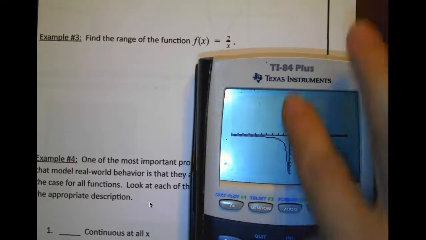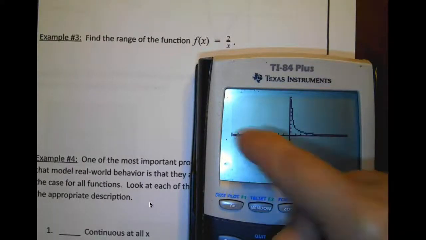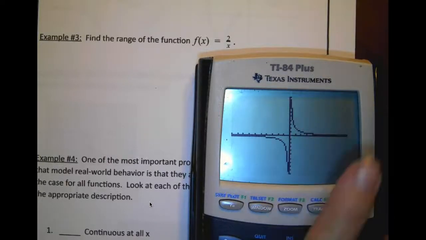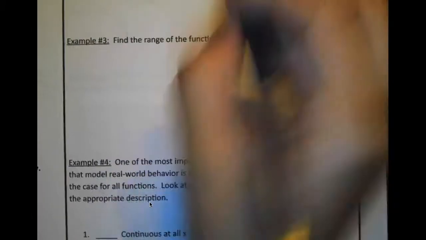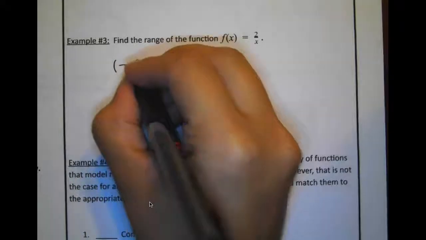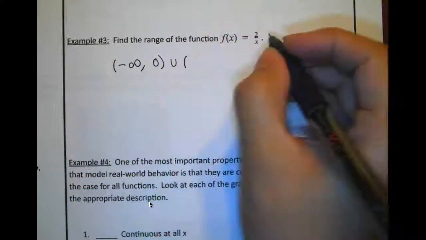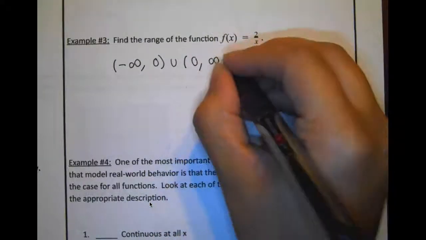Okay, so domain is the x values, range is the y values. As you can see, if you look vertically, the graph exists from negative infinity all the way to 0, and then there's this break. There's this discontinuity in the graph at 0. And then it continues from 0 all the way to infinity. So the range is going to be negative infinity to 0 and 0 to infinity.